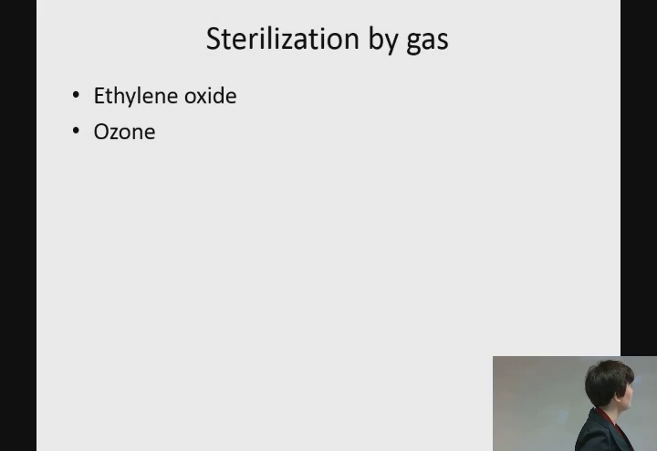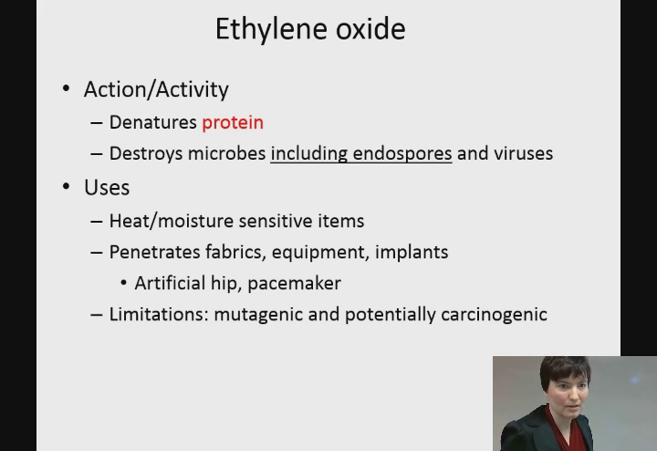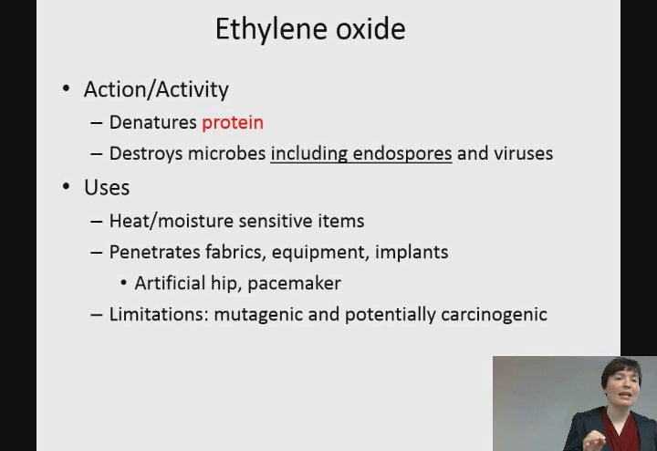Okay, one of the last things we'll talk about is sterilization by gas, and here are the two main gases that are used, ethylene oxide and ozone. Now, let's start with ethylene oxide. It's actually really effective. What it does is it denatures protein. Consequently, it destroys microbes and includes the ability to destroy endospores and viruses, which makes it an effective sterilization technique.